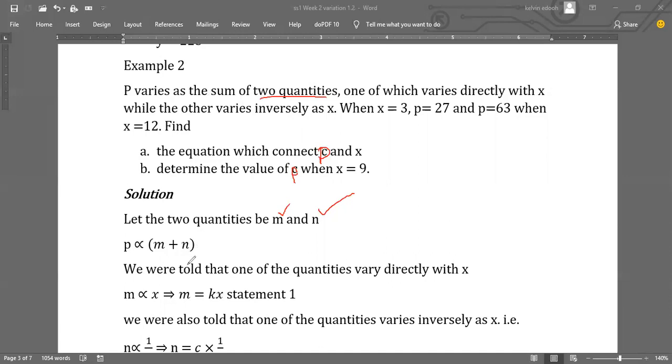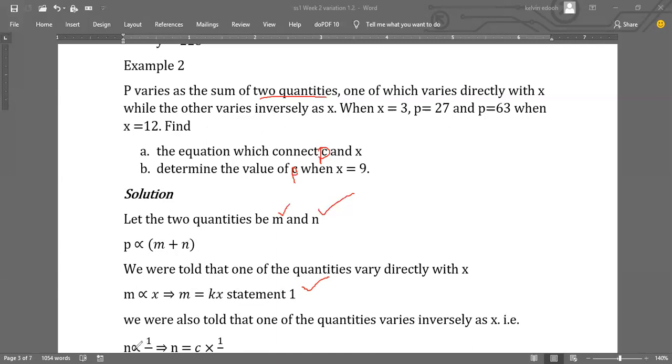Clear? Good. Now we are told that one of the quantities varies directly with x. So you can decide to choose either M or N. So I just decided to use M. So I say M varies directly as x. You can interpret this statement. It implies that if we remove the sign, we have M equals Kx. So that's statement 1. The other part, we are told also that one of the quantities varies inversely as x. And remember, we established the two quantities, one is M and the other one is N.